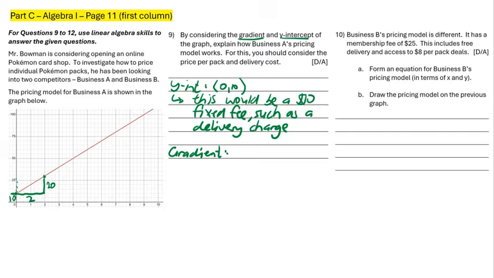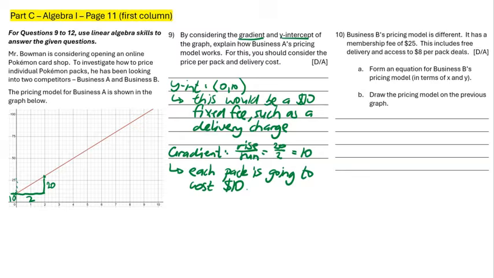I can find the gradient. So the gradient here is going to be, remember, rise over run. Again, on your formula sheet. So that's going to be 20 over 2, which is 10. So basically what that means is as we go across 1, it goes up 10. So what that probably means is there's going to be a $10 charge per pack. So each pack is going to cost $10. Okay, so we've done that question there.